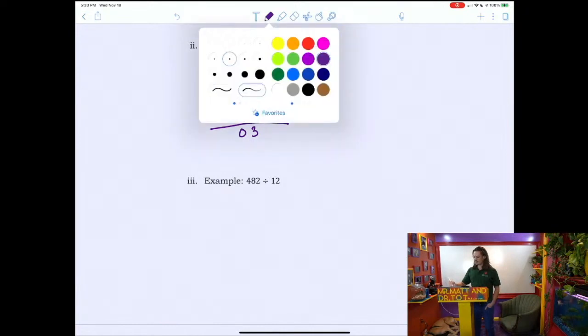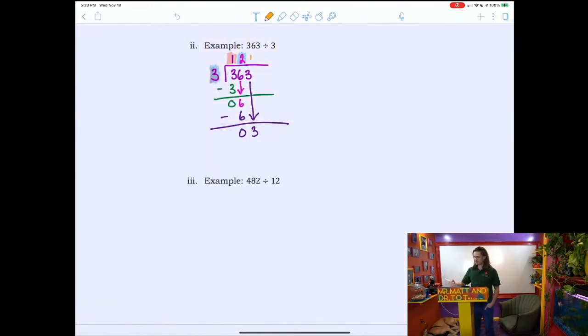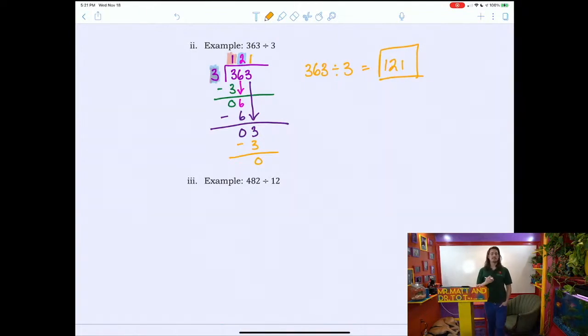and I divide once more. 3 divided by 3 is 1. 1 times 3 is 3. And so when I subtract, I now have a remainder of 0. And so 363 divided by 3 is equal to 121. If you take 363 apples and split them into 3 equal groups, each group would contain 121 apples each.